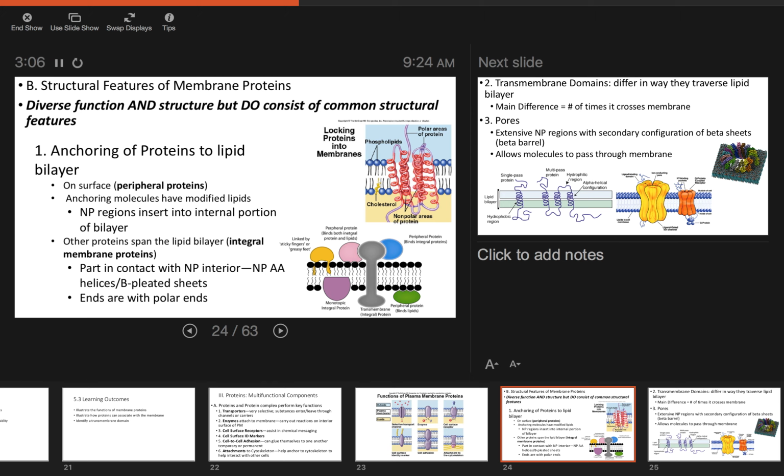I gave the prime example of motifs in arts, like how Michael Bay always uses explosions, or in James Bond, he always says the name's Bond, James Bond, shaken, not stirred, or whatever. So same thing with proteins. Proteins are very diverse in what they do and the shape that they come in, but they do have some common structural features. And so one common structural feature is that they have to anchor themselves to the lipid bilayer.